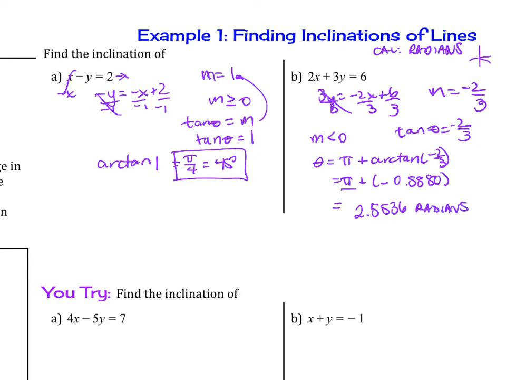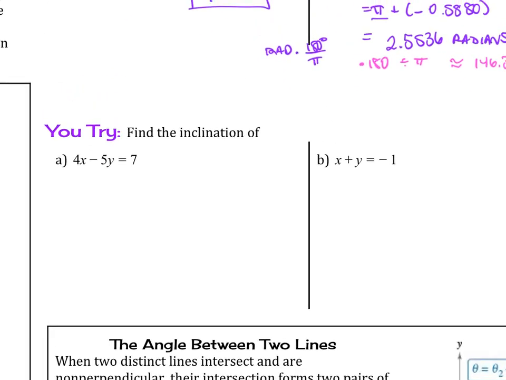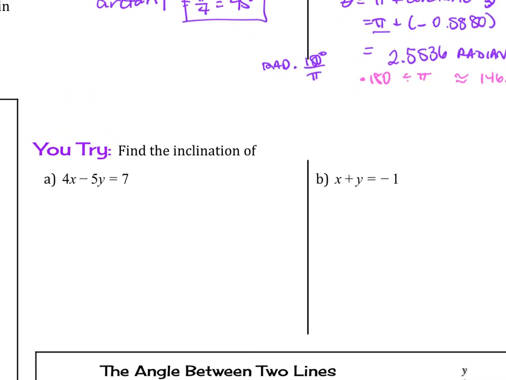Then you have to convert it to degrees. If you have radians, in order to convert it, you multiply by 180 over pi. So that's what you're going to do with this 2.5536. Leave your calculator as it is, multiply by 180, and then divide by pi, pressing the button pi. And when you find the answer, that should be 146.3 degrees. So try this example, find the inclination of both of these lines.